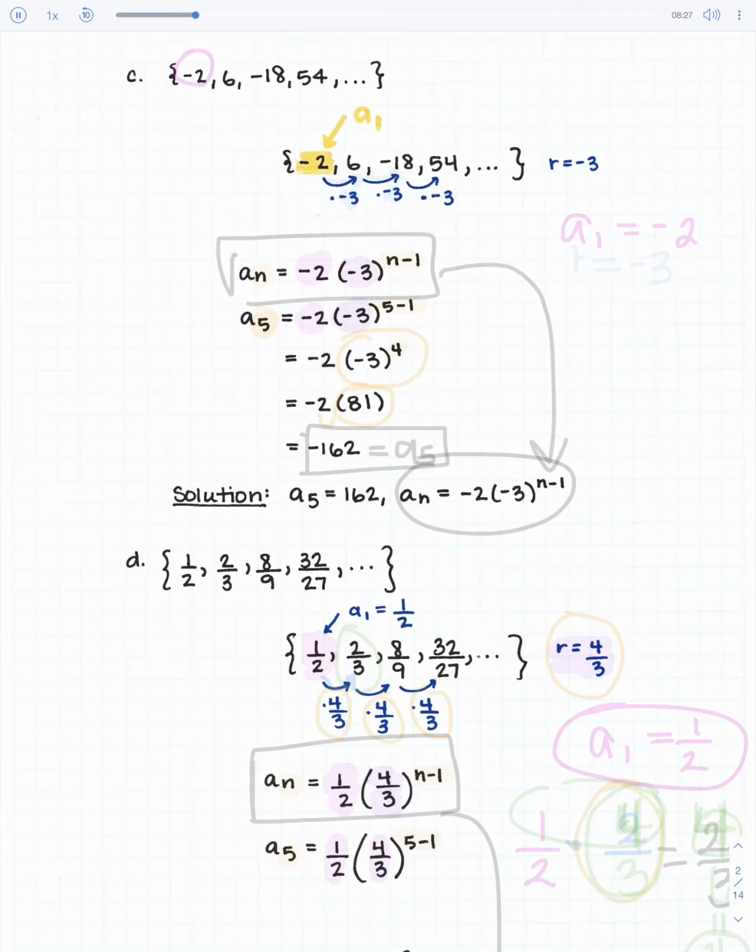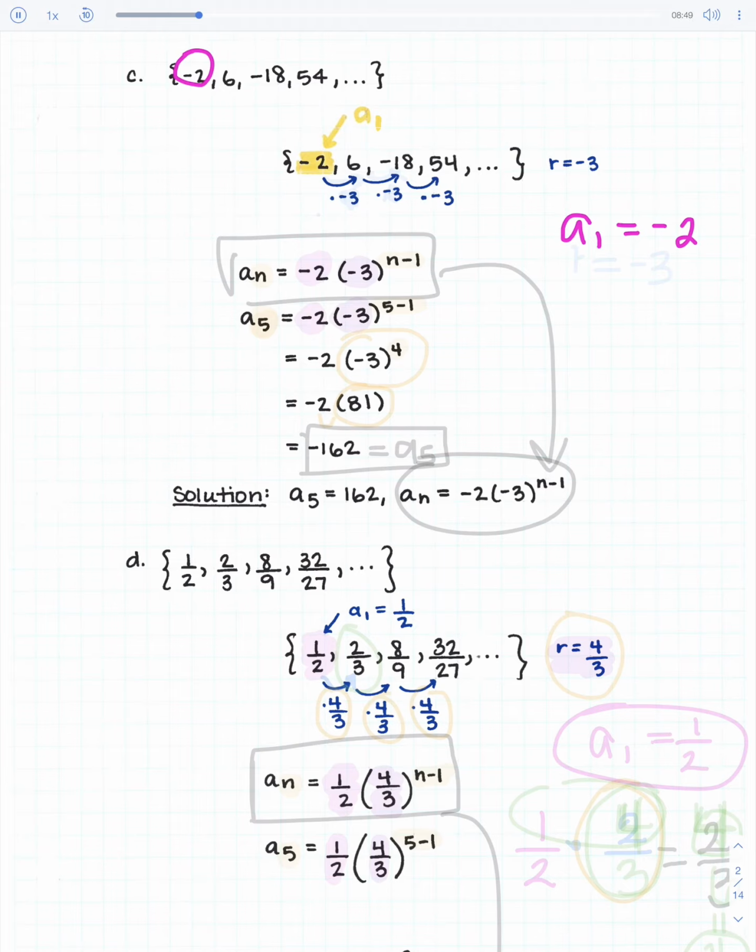In problem C, they actually write out our sequence and give us an idea of what's going on. They tell us what our first element in our sequence is by actually listing it. They tell us that our first element is -2. So a sub 1, our first element in our sequence, is -2 just by looking at our list.